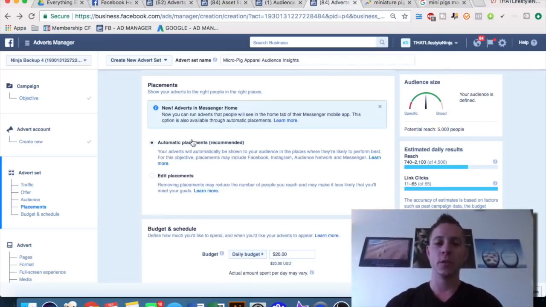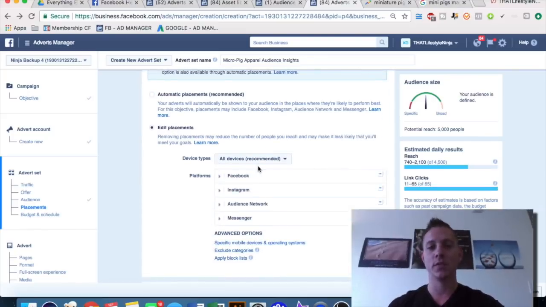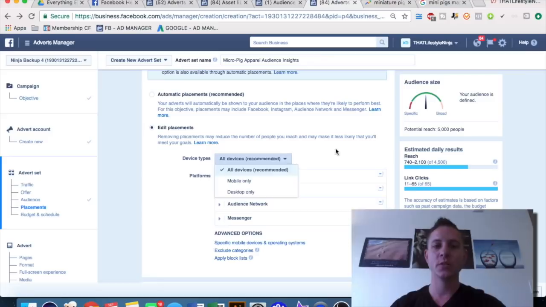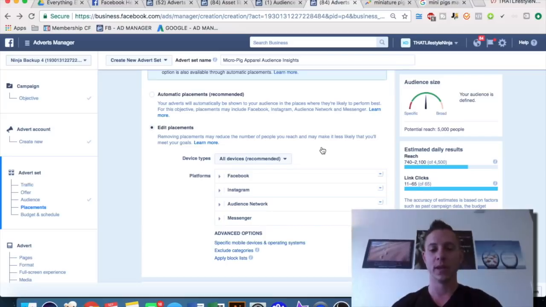So there's a number of different places you can actually use. So if you go to edit placements, you can kind of take a look at all of the different ones. If you want to only show it on mobile or desktop, let's say you have a mobile app, right? Obviously you wouldn't necessarily want to show those advertisements to people on desktop who can't actually download that app. But for us, we don't really care if they're on mobile or desktop. We can see, based on our results of our campaign, whether or not people are more likely to purchase from mobile and desktop, and then we can split test again, right?